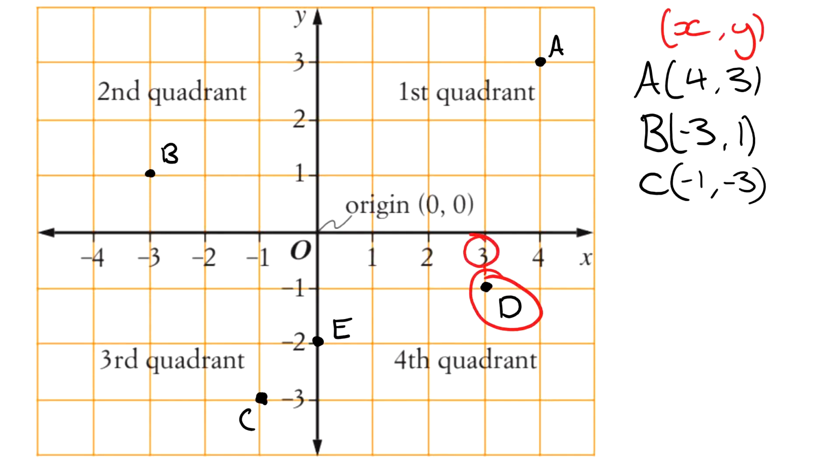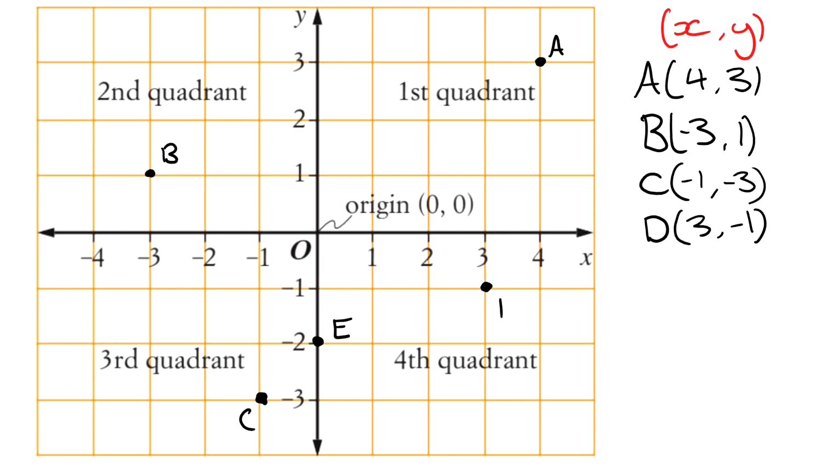We look at my x, then my y. So for D, this is going to be 3, -1. As you can see, you can have negative x's, you can have negative y's, and sometimes you can have both negatives, depending on what quadrant it is in.